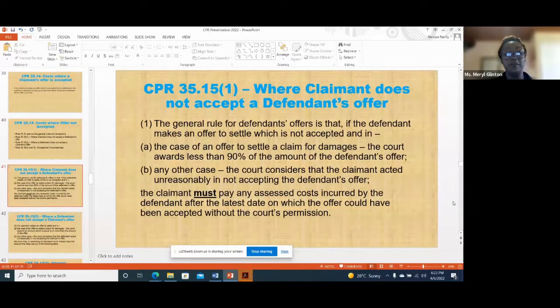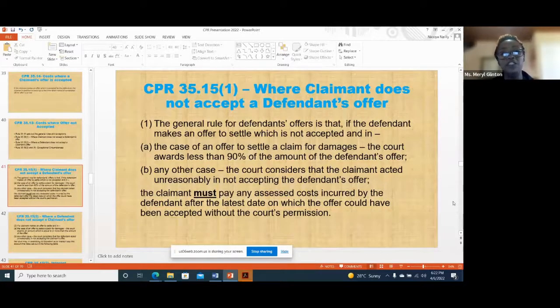So, by way of example, just to give you an easy way of thinking of this thing, if I am a defendant and I offer a claimant $5,000 to settle the action, if the court ends up awarding less than, in that case, $4,950, then after the date at which the claimant could have accepted that offer, any costs which I incurred, they will have to pay to me, even though technically they were successful in their claim. I'm hoping that I was able to verbally communicate that in a way that makes sense.